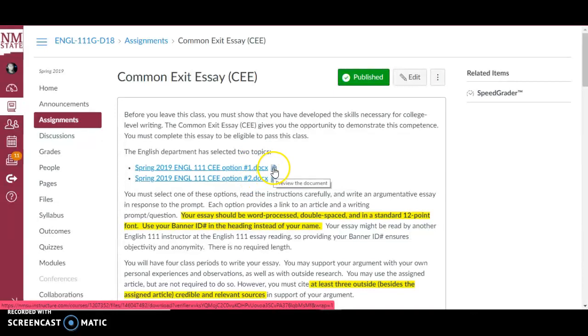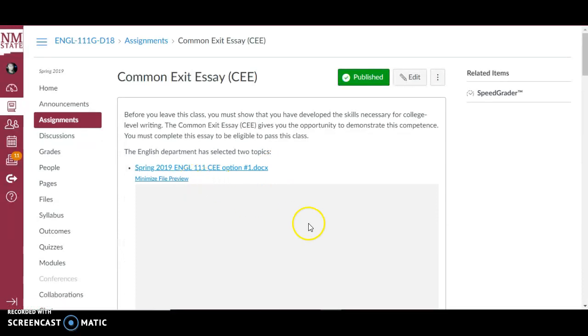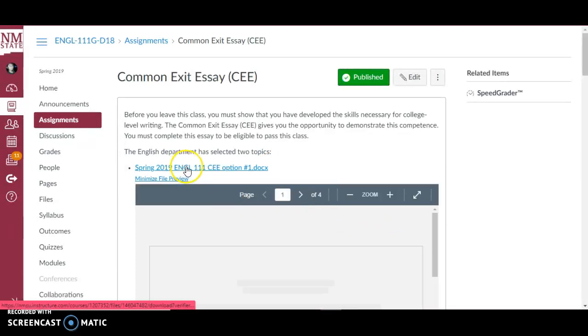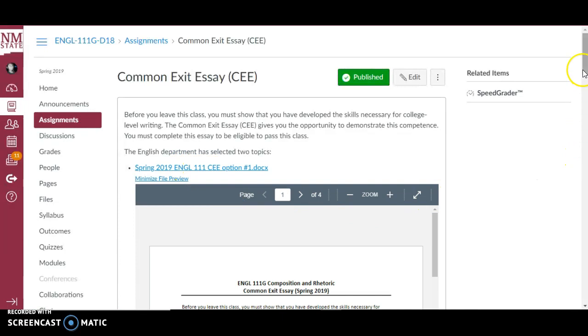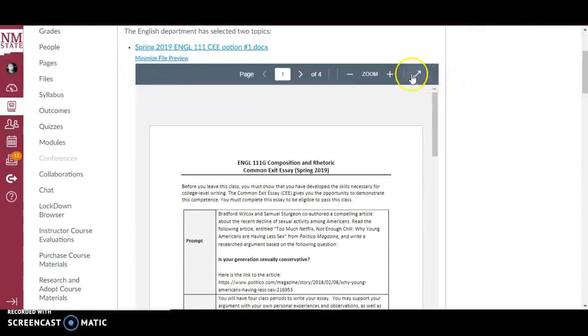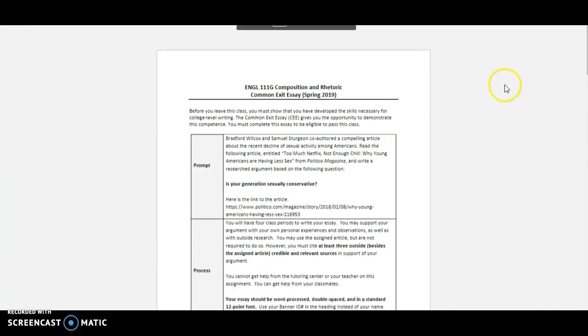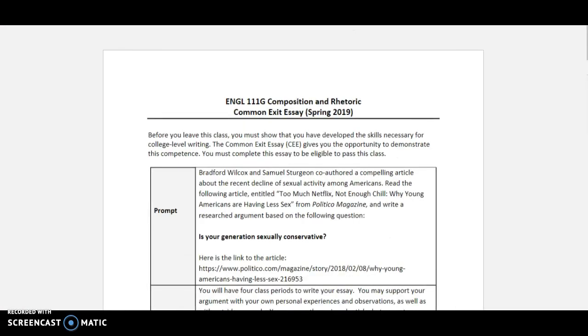So let's go ahead and look at topic number 1. And you can go ahead and download the instructions if you want to as well. I am just doing this for the sake of the video. So if we look at the first topic, you can see the instructions. Before you leave this class, you must show that you have developed the skills necessary for college level writing. The Common Exit essay gives you the opportunity to demonstrate this competence. You must complete this essay to be eligible to pass this class.